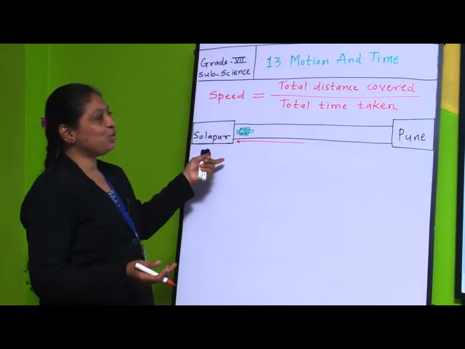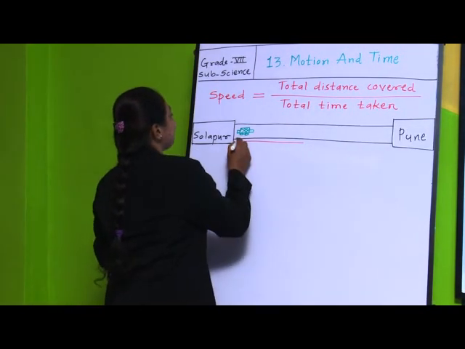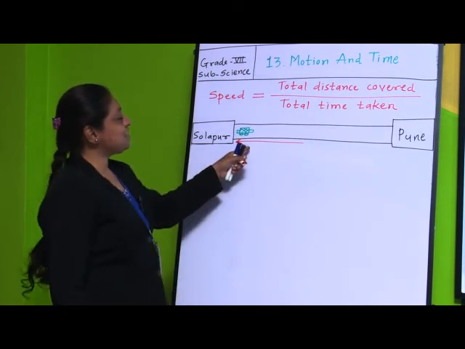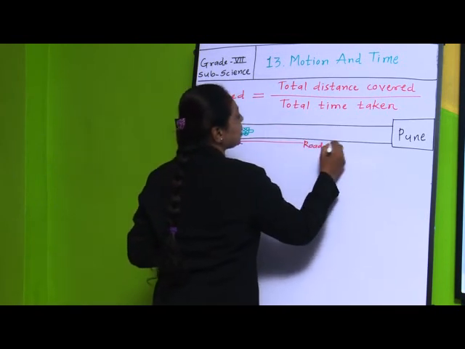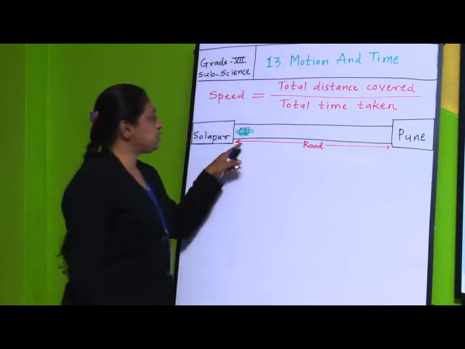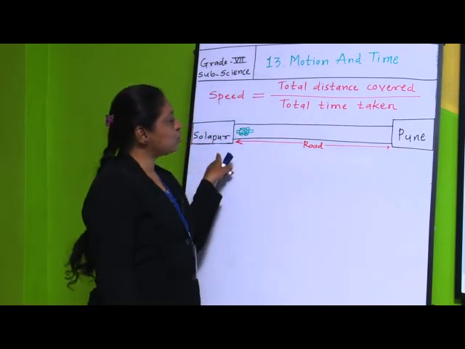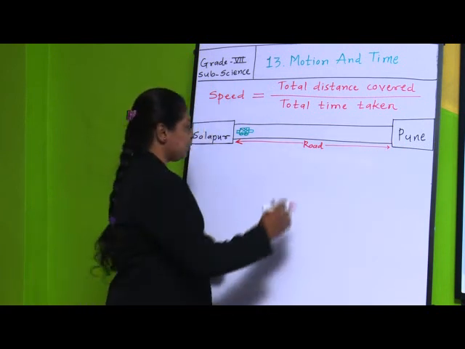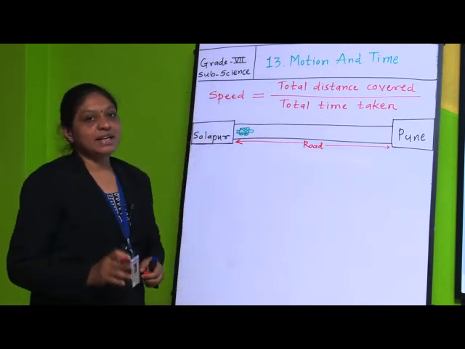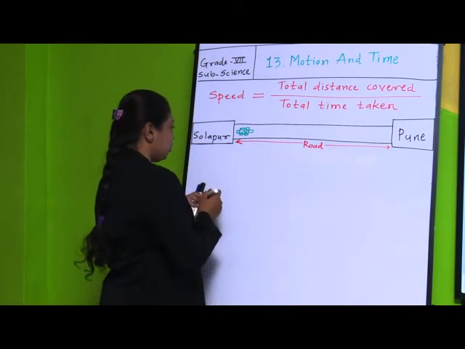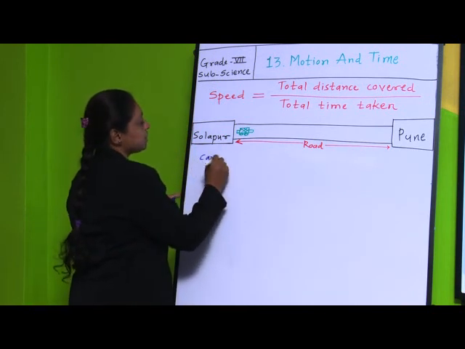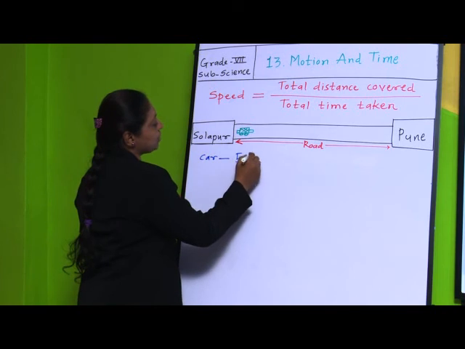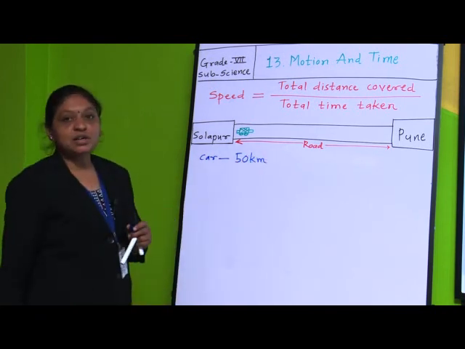This is a road from Solapur to Pune. The car has to complete this distance from Solapur to Pune in a particular time. Suppose this car is having a speed. So what speed is given here? This car can go 50 kilometers per hour.